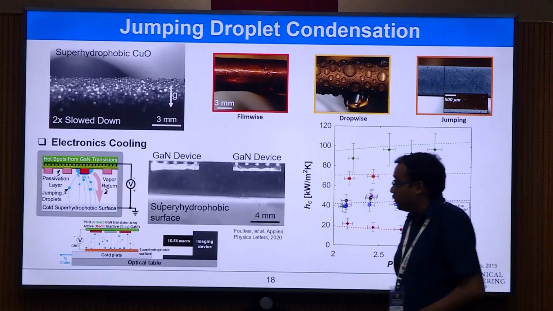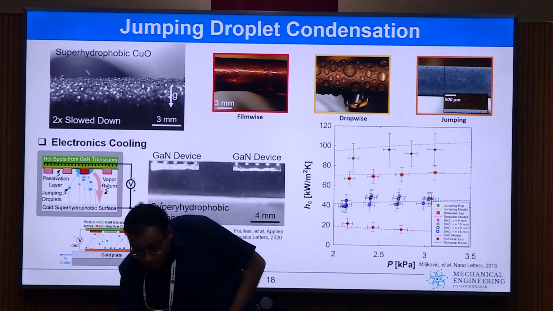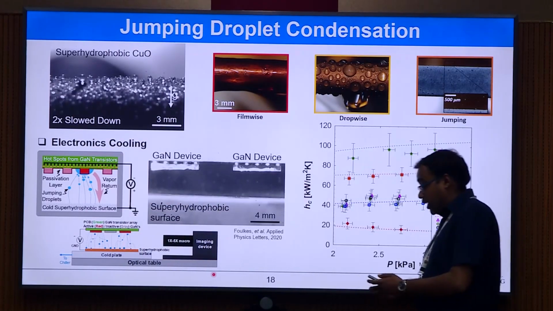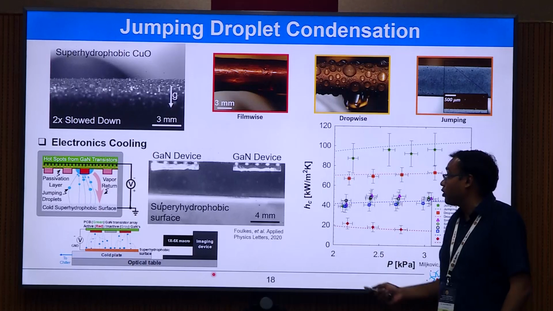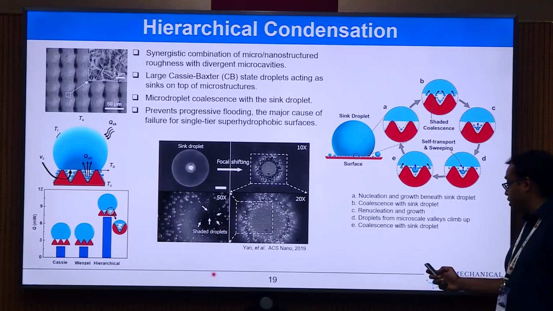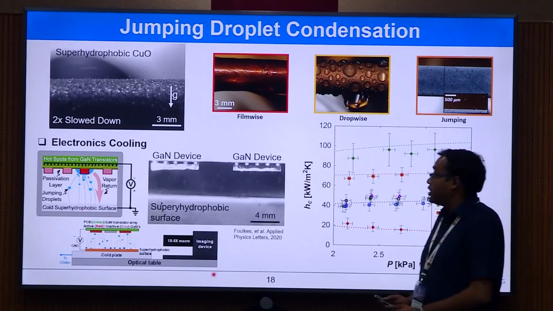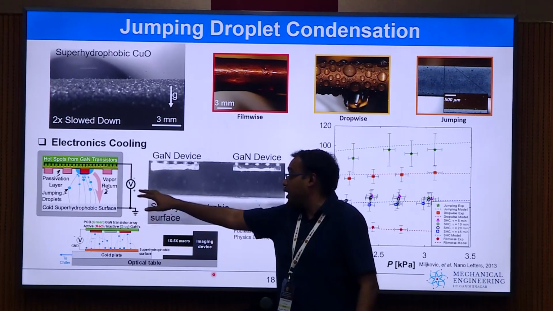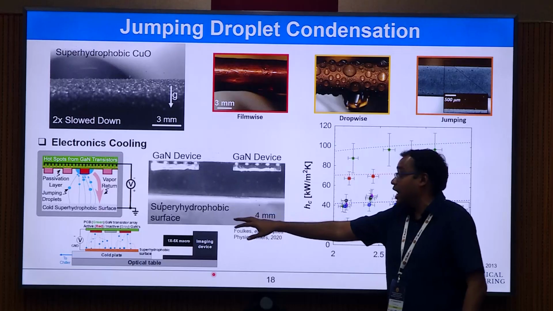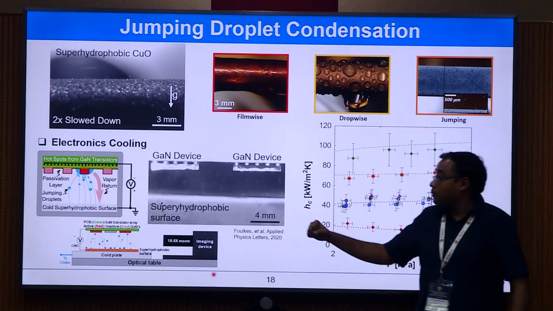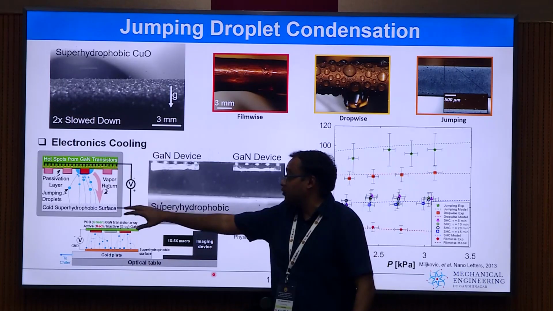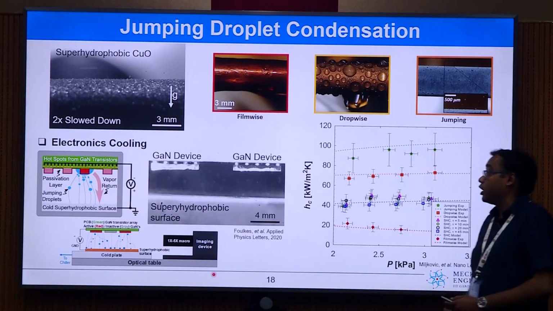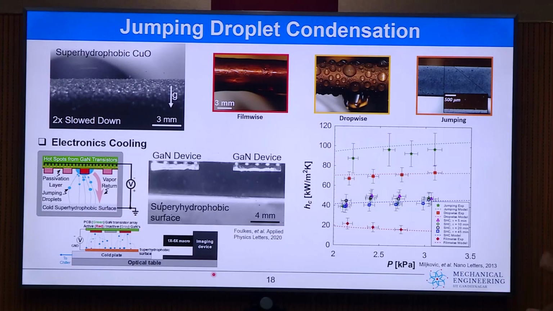One of the applications of this can be in the case of electronics cooling. Essentially, if I have a cold superhydrophobic surface which is facing in the downward direction, you could still have the droplets, because of jumping droplets, leaving the surface against gravity and going back and hitting the hotspots on your electronic component or the GaN transistors.